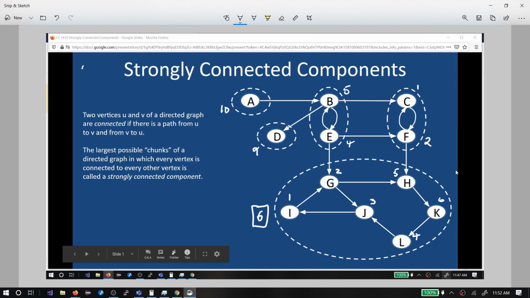And what's the meta price of this going to be? 2, because the largest of C and F is 2. Over here, the meta price is going to be 5. The meta price of this will be 10. The meta price of this will be 9.